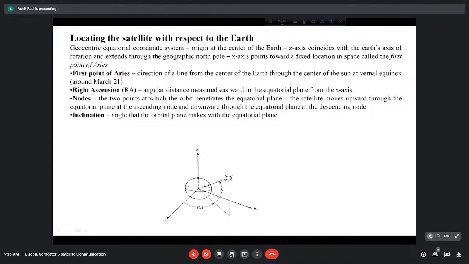So, the first point of Aries is defined on the day of the vernal equinox. We know that in a year there are 2 equinoxes and 2 solstices, right? The vernal equinox is around 21st March. The autumnal equinox is around September 23rd, while of the 2 solstices, the summer solstice is around 21st or 22nd of June, and the December solstice or the winter solstice is around December 21st or 22nd.